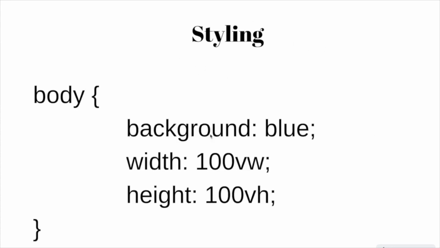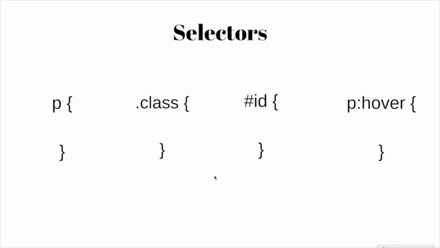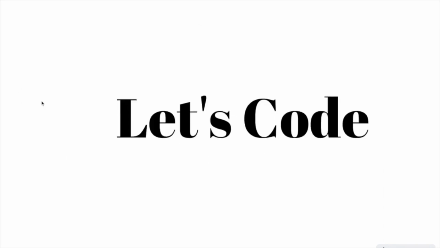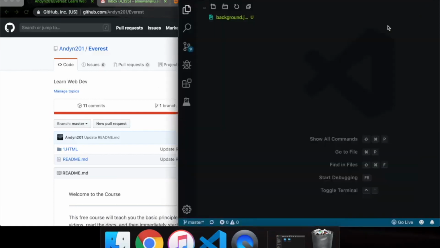And styling. So you put your styles here. I'm not going to explain this because we'll get into it when you code. And that's really all you need to know. You grab an element with the selector and then you style it. That's what you need to know for CSS. So let's code. Right, let's code some CSS.